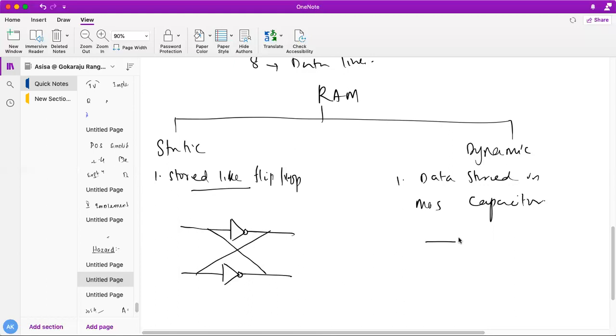Next, it's with the help of MOS. This is my MOS. The data will be stored in the capacitor. Here it will be stored. Okay, all of you understand?